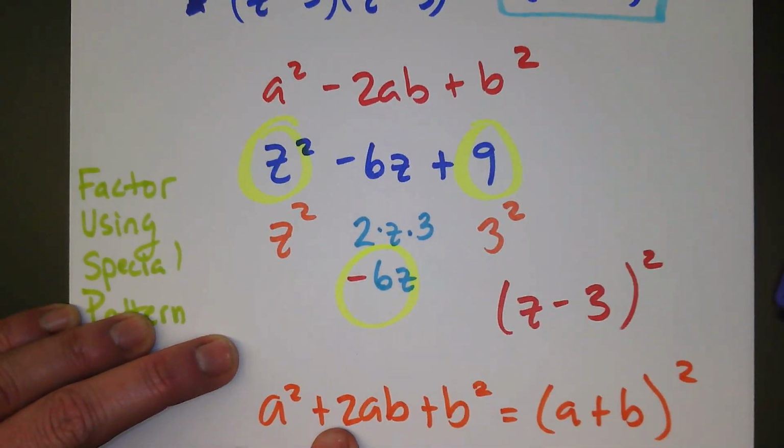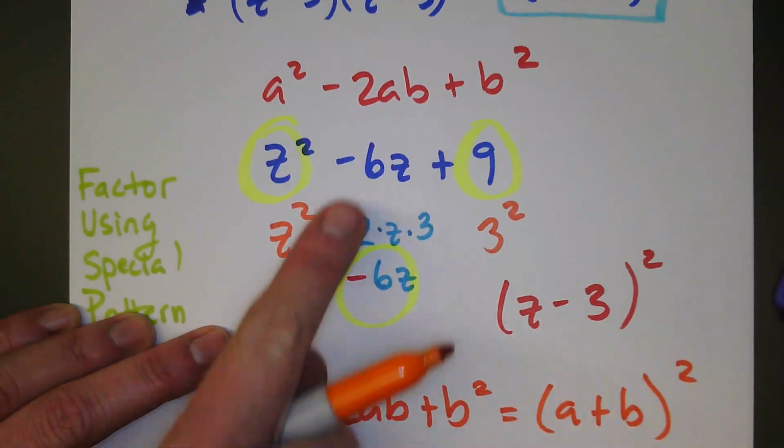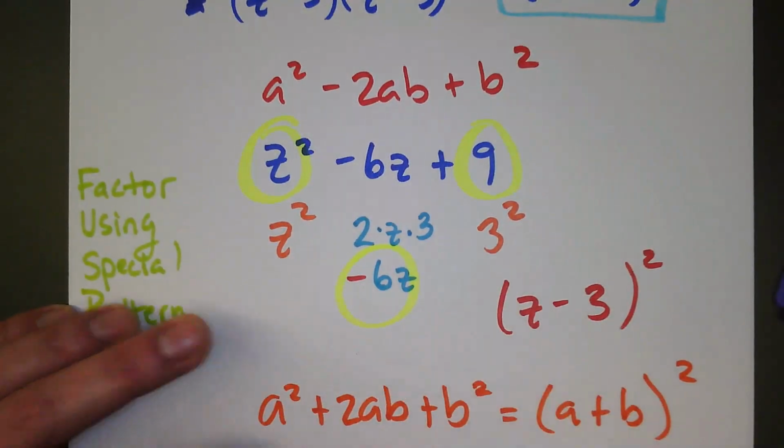If this middle term is positive, then they're being added. If the middle term is negative, like it was here, then it's subtraction between them.